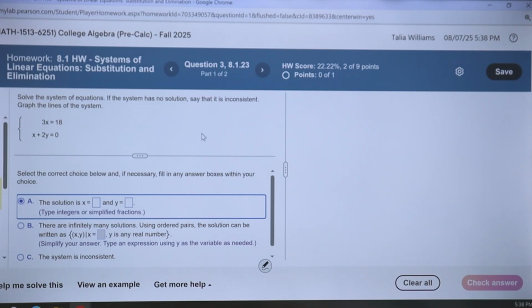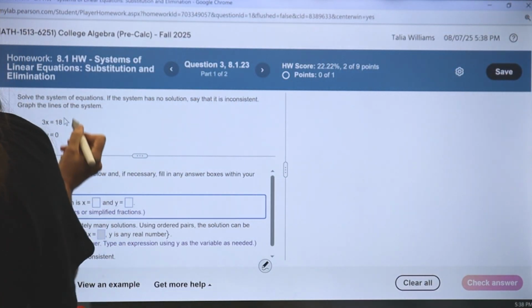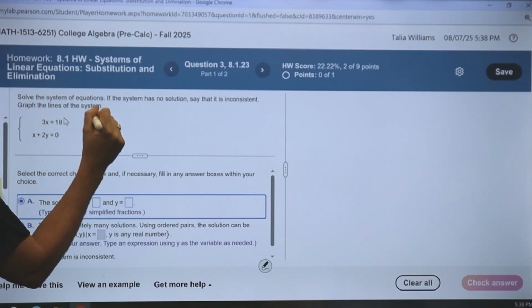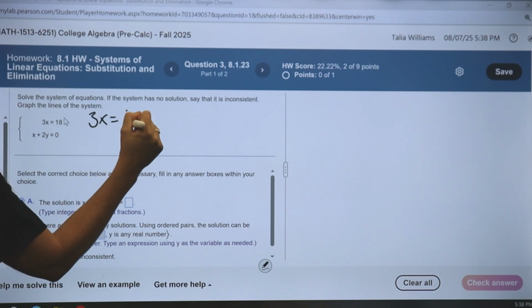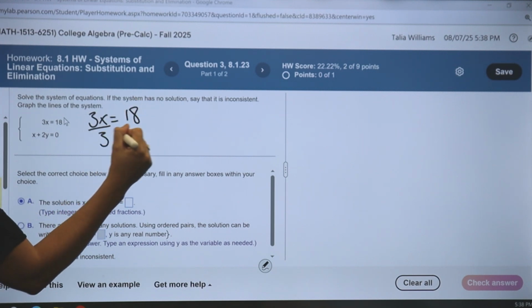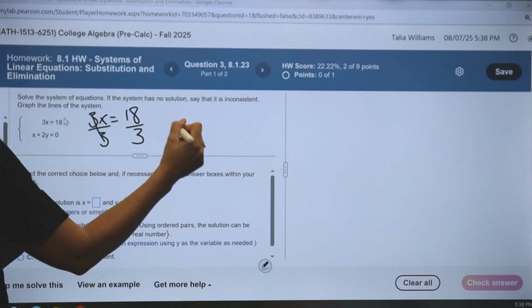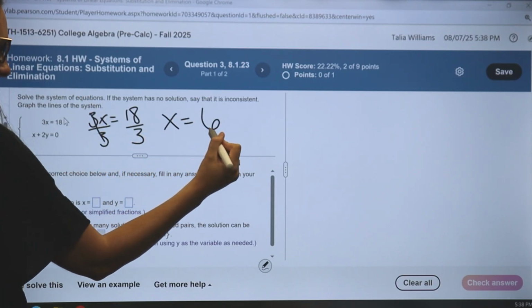3x equals 18 and x plus 2y equals 0. This one's actually really easy, even though it looks different and confusing. Since this is 3x equals 18, there's no y value. This is a vertical line, so we're going to have to solve for x, and we can right here because it's just x. 3 divided by 3 is 1. 18 divided by 3 is 6.